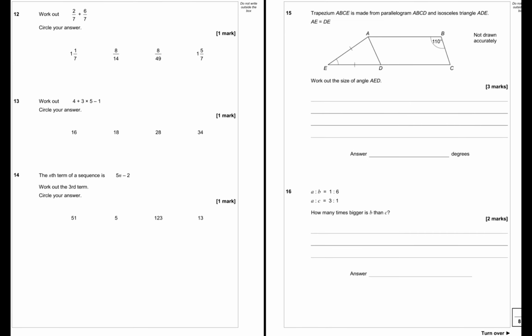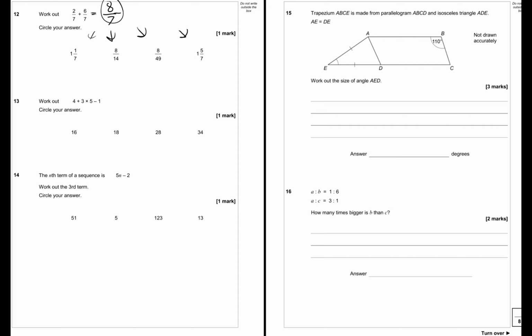Okay, question 12. Work out 2 over 7 plus 6 over 7. Circle your answer. Okay, so for these ones, when we're adding fractions, you just add the top and leave the bottom the same. So the bottom's going to be 7, the top is going to be 2 plus 6, which is going to be 8. And then let's look. Which one of these is the same as 8 over 7?